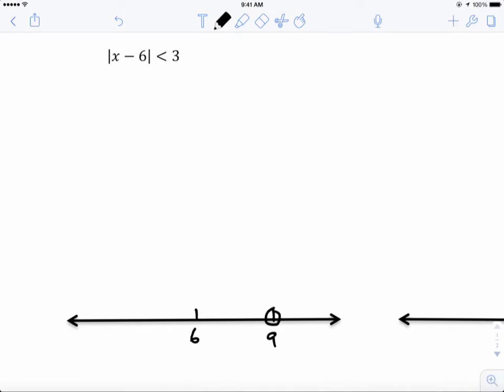If we went 3 to the left, we'd have 3, which we know is too far, so that's not going to be included. But any number in between there, those numbers are within 3 units of 6 on the real number line. That right there in pink, that is your solution set to this inequality.